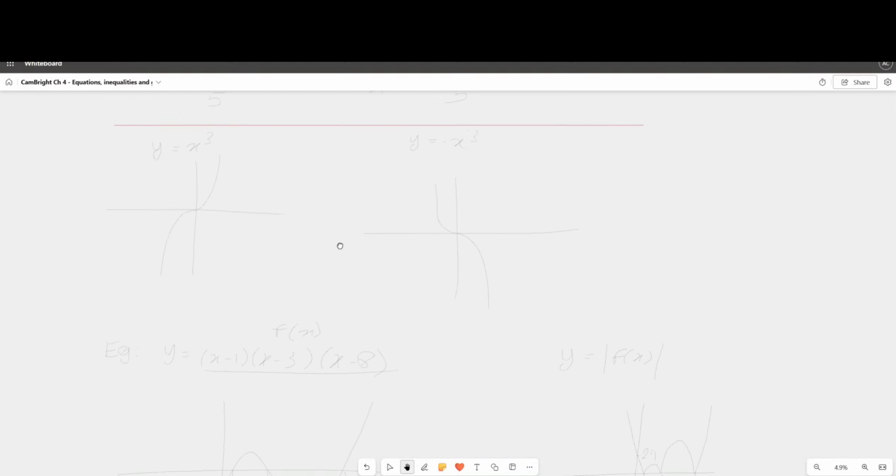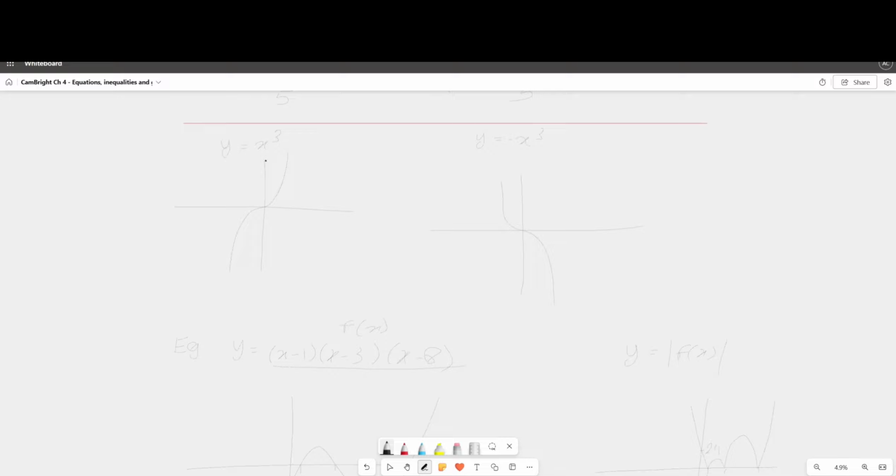All right, now we've got cubic graphs. For this, you'll need to remember this shape. y is equal to x cubed has this shape, and y is equal to negative x cubed has this shape. These two you need to remember. If the coefficient of x cubed is positive, it has this shape; if the coefficient is negative, it will be this shape. The coefficient can't be 0, otherwise that becomes a quadratic or a linear depending on the other ones.